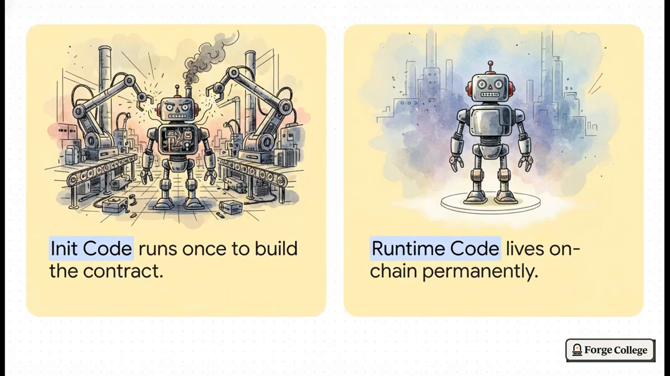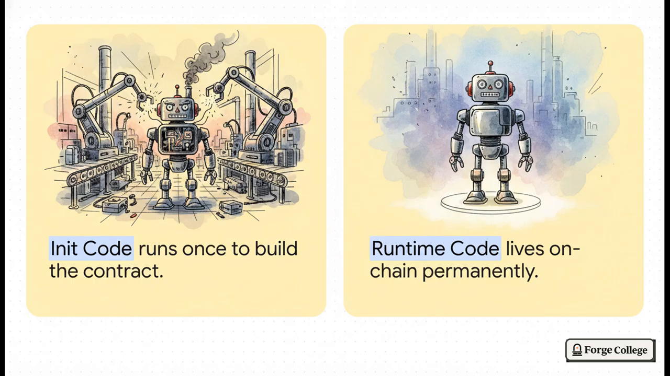All right, so we've got the micromechanics down. Now let's zoom out to the macro view of a deployment artifact. There is a massive difference between the code used to build a smart contract and the code that actually lives permanently on chain. I absolutely love using the metaphor of a factory building a machine here. When you deploy a contract, you send a blob of data. The first part of that blob is the initialization code, basically the constructor. This is the factory floor.